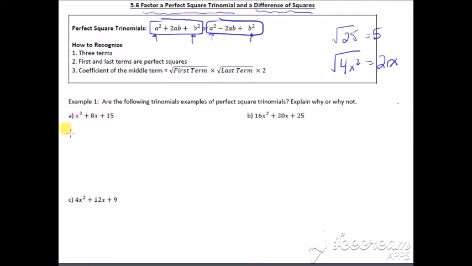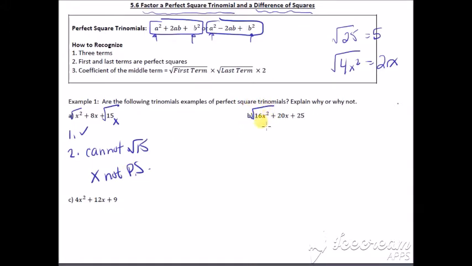Are there 3 terms? Yes. Okay, number 2, can we root x squared? Yes, it would be x. Can we root 15? No. Okay, so we would say cannot root 15. And I mean, we can root 15, but it's not going to be a nice number. So it's not a perfect square. Not PS, perfect square.